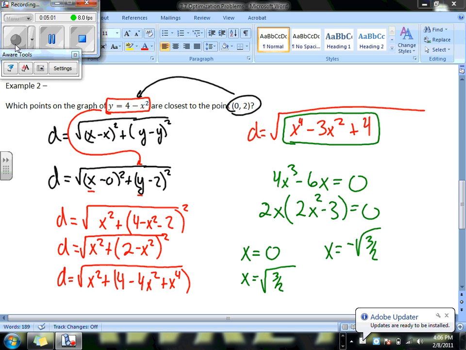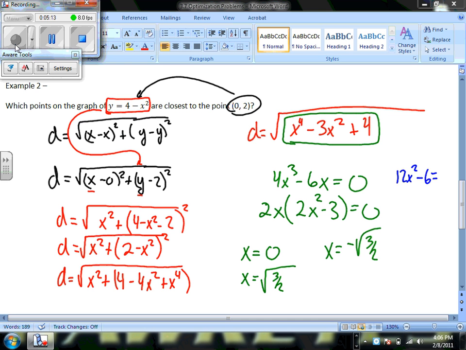Personally, I like second derivative tests. Let's take the second derivative, and then we can determine whether we have maxes and mins. All right. So if I use a second derivative test, we'll have 12x squared minus 6. All right. So there's my second derivative. If I plug these points in, as long as it's not 0, I can tell whether it's a maximum or a minimum. So let's start with 0.